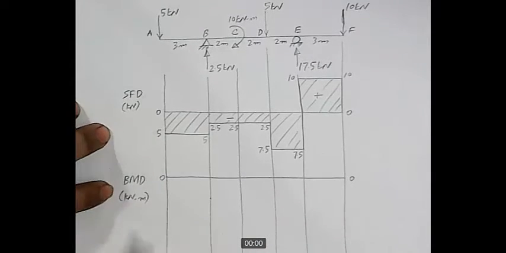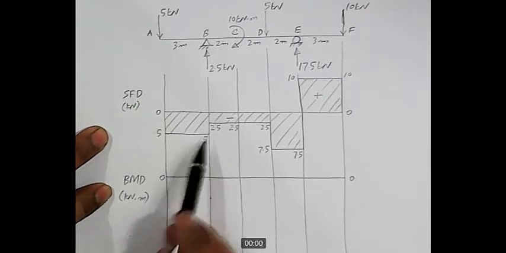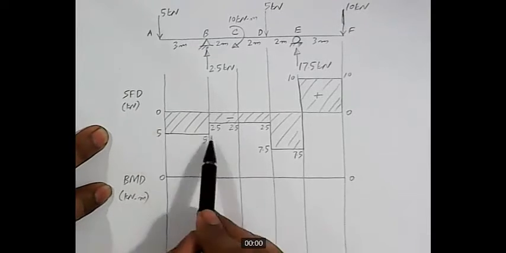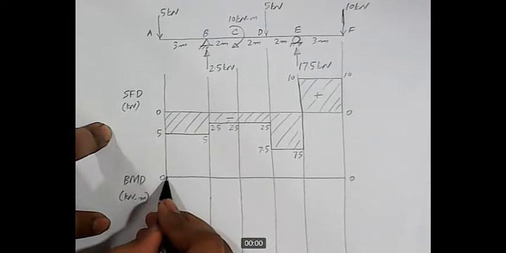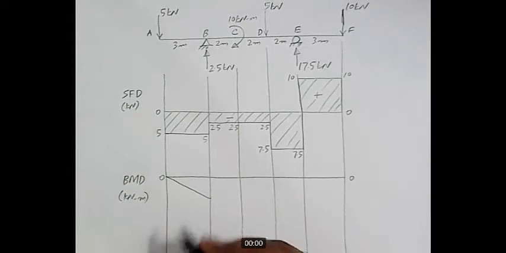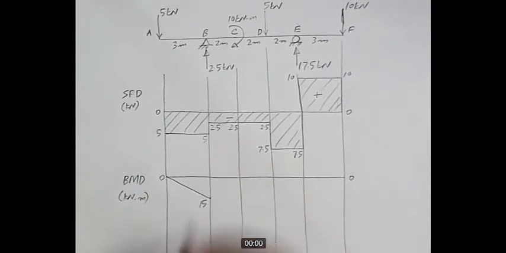And the degree of the shear force diagram is 0, so the degree of the bending moment diagram will be 1. The degree of the bending moment diagram is always one level higher as compared to the degree of the shear force diagram. So for a 0 degree line, we will join these points with a straight inclined line or a first degree line, and the value here is 15.